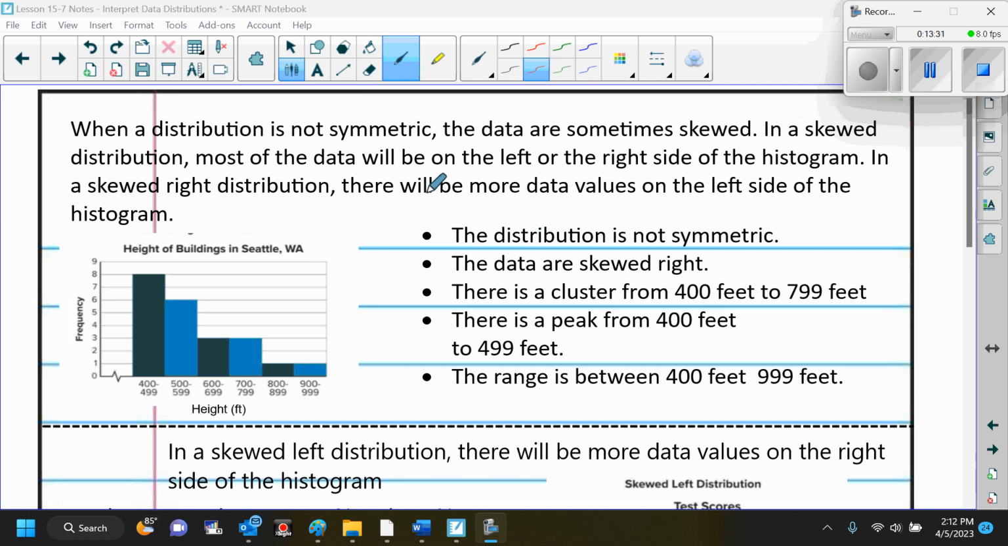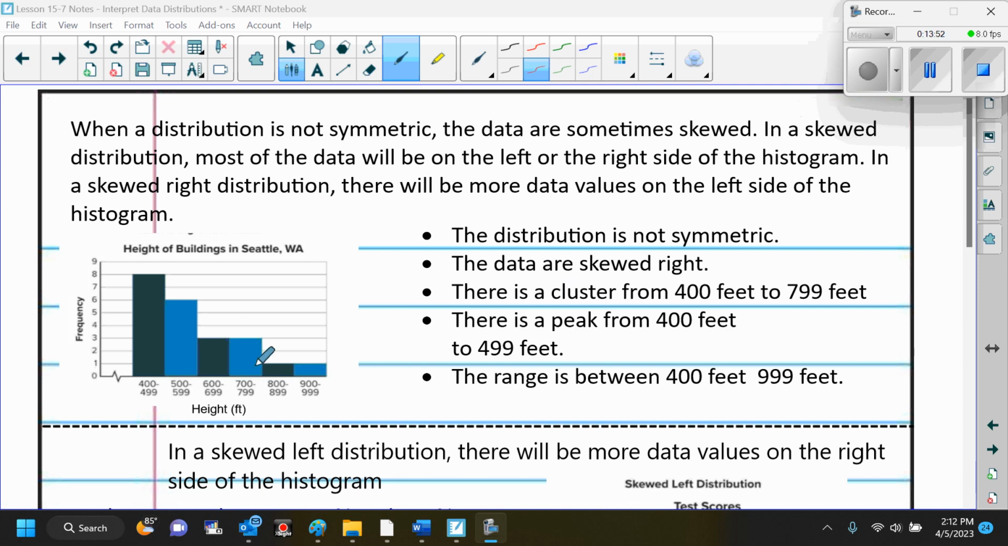If most of the data is on the left, then we say skewed right. If most of the data is on the right, then we say skewed left. Okay, so it's kind of opposite. So here, let me read the rest of this. It says, in a skewed right. Oh, this is what I just said.